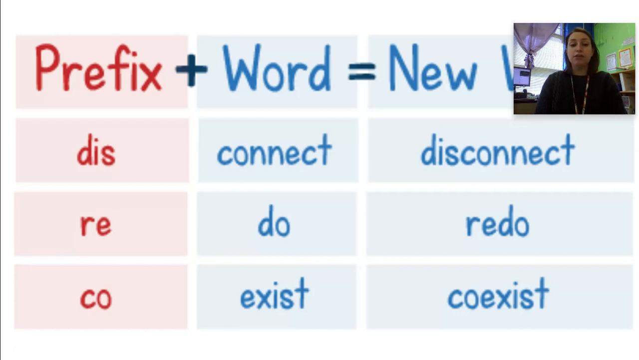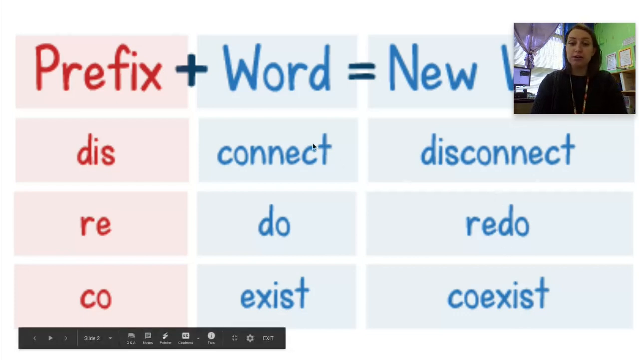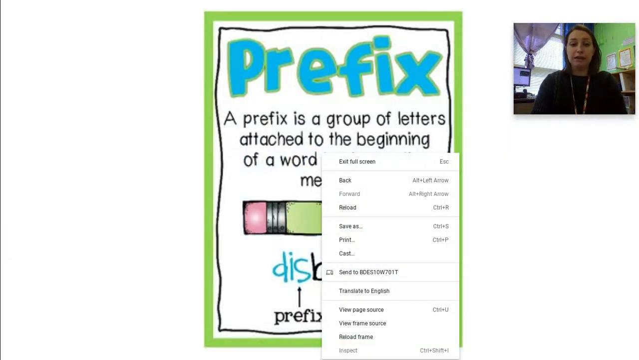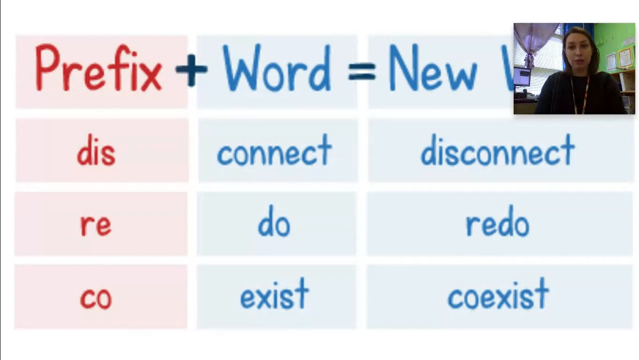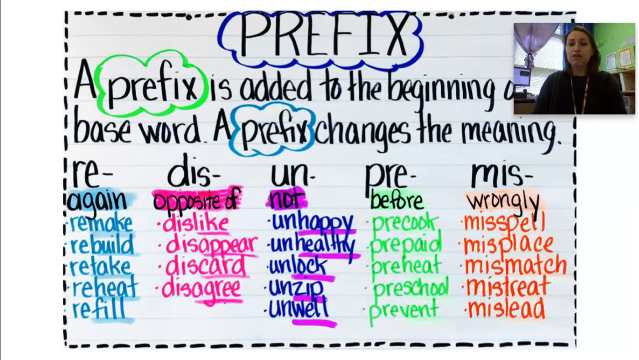Okay, so the base words in the middle had some meaning before. And then we added a prefix that changed the meaning a little bit. Sometimes it changes it a lot, like with connect. It made it the opposite. Sometimes it just changes it a little, like with redo. Okay? Let's look at a few more examples before we log off for today. Reminder that a prefix is added to the beginning of a base word, and a prefix changes the meaning.